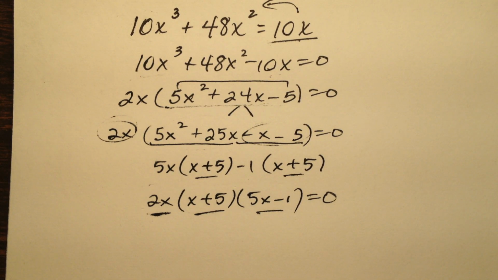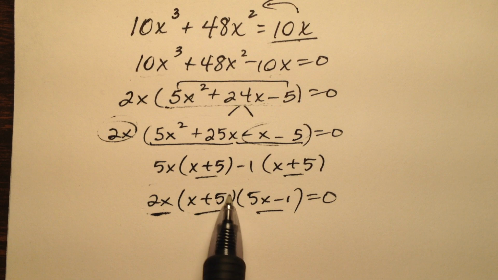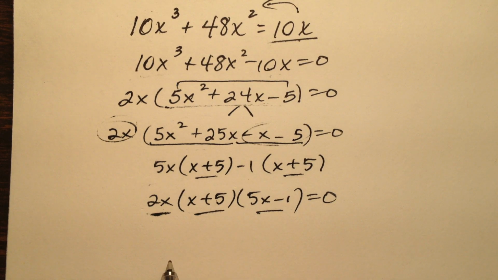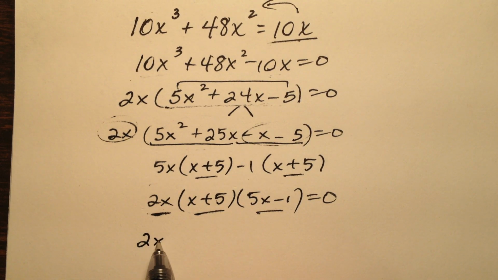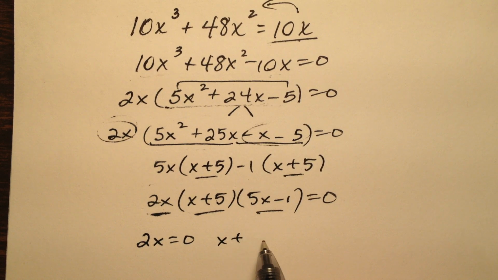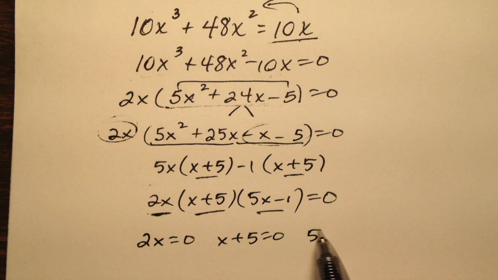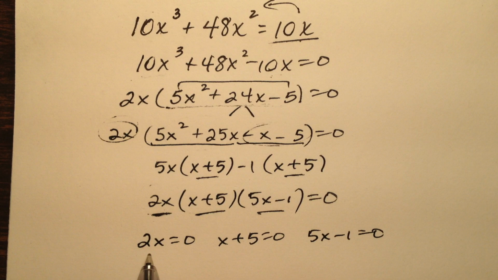So the zero property of multiplication tells us that if we have a bunch of stuff being multiplied and it equals 0, well, then at least one of these factors has to be 0. So I'm going to accommodate for all of them, and I'm going to set each one of these factors equal to 0, and then solve each one of these equations independently.